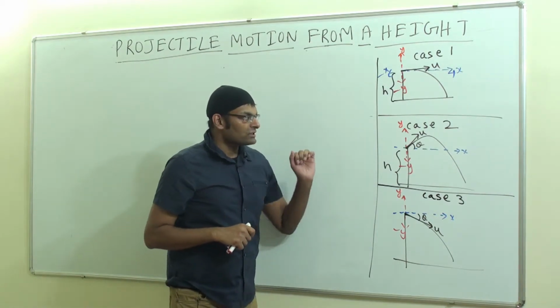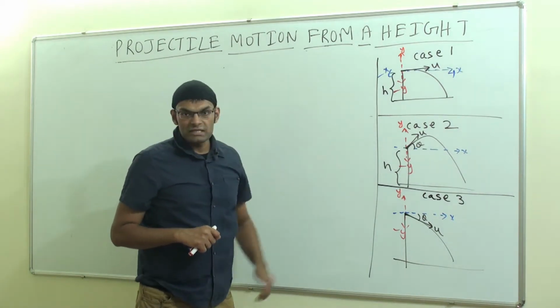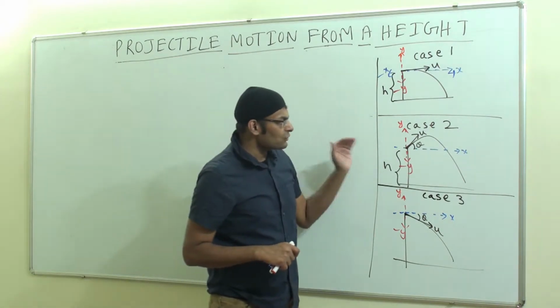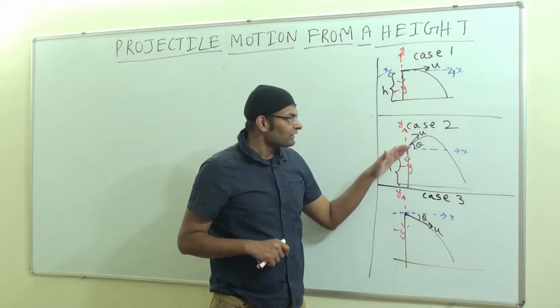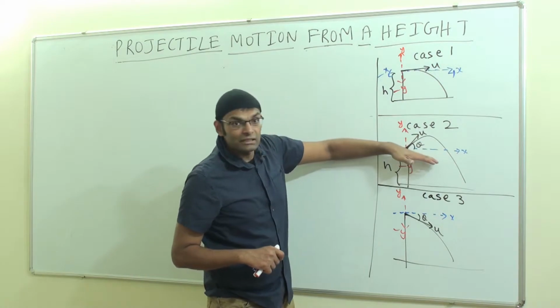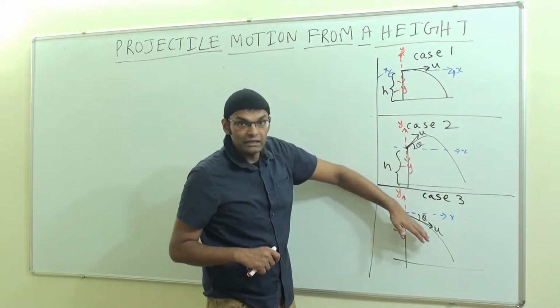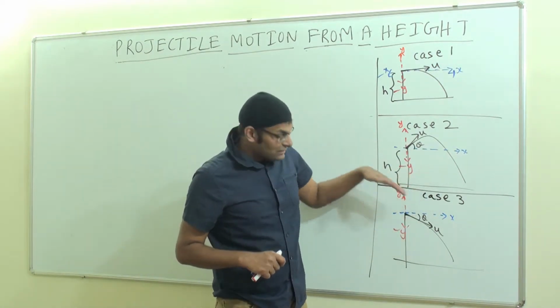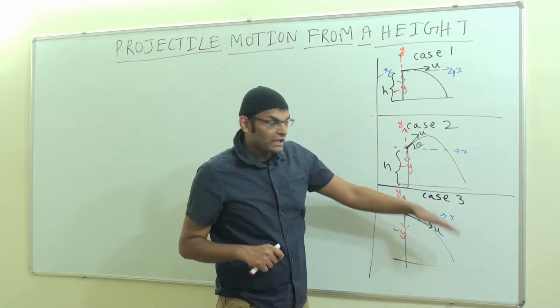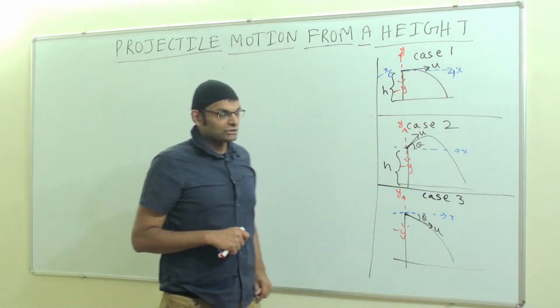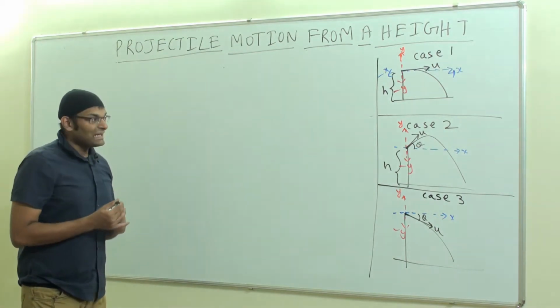Now what I am going to do is case 1, case 2, case 3. In case 2 I will be throwing a ball with a velocity u, making an angle theta with the x axis. Here I make an angle theta with the x axis. Here I am throwing the ball in downward direction. Here I am throwing the ball in upward direction. Now let's discuss each case in detail.